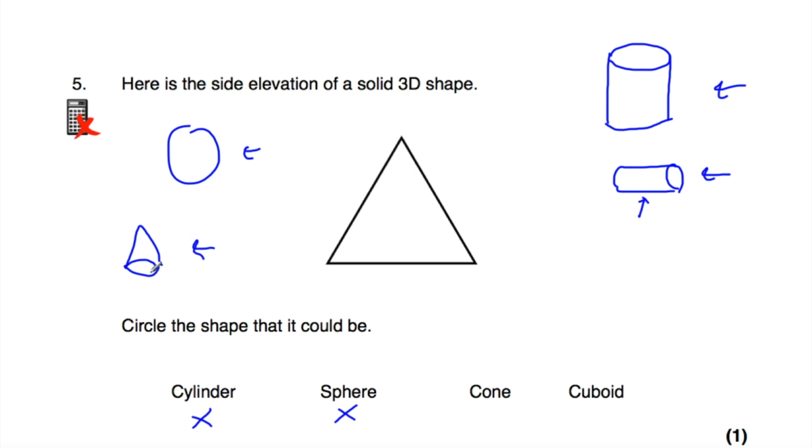So if you've got a cone, and again, try this out, get a cone, maybe an ice cream cone, put it upside down, and so it looks like this, or a traffic cone, and you put it like that, and look at it from the side, and you're going to see that triangular shape. So it would be a cone.